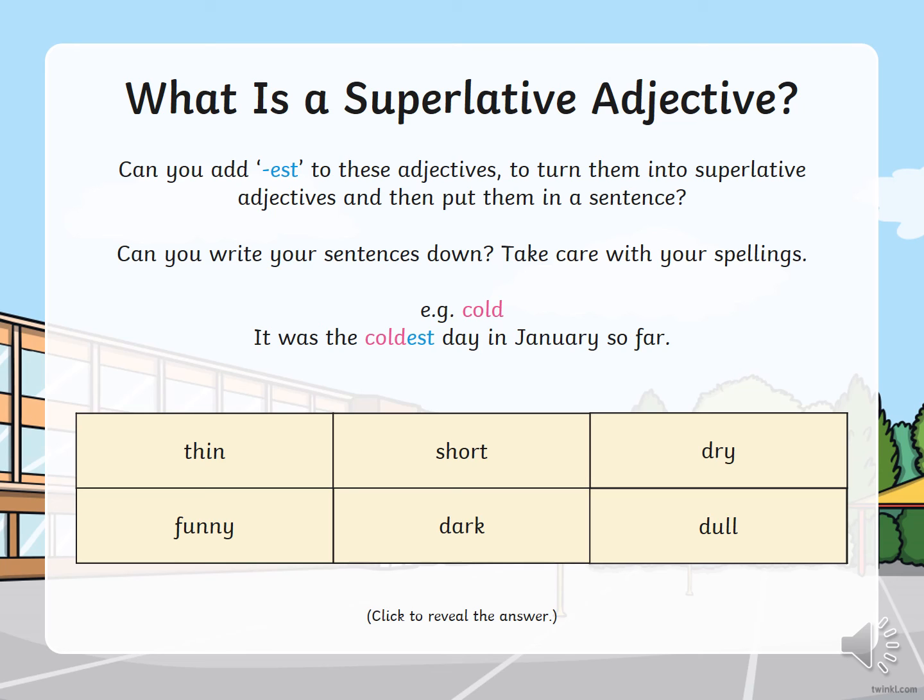Okay, so thin, we have got a vowel then a consonant, so we need to double that N before we add our suffix. So thinnest. Short, we do not need to do anything to that, we can just add EST, so shortest. Dry has got a Y at the end of it, so we need to change that Y to an I to make it driest. Funny as well has got a Y at the end of it, so we need to change that Y to an I before we add our EST for funniest. Dark, we can just add our suffix, darkest, and dull, we can just add our suffix to make dullest. And hopefully you have come up with some good sentences for that too.